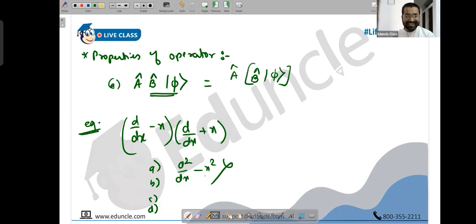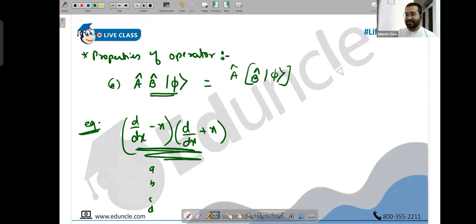Most of them are going to mark this side, and that is going to be wrong. Hang on, let me also think. It probably is wrong. I'm not sure myself. Okay. Or I will take another example. So then what is the correct answer? Like I said, you cannot multiply the operators. These two are operators. So what do you have to do? What is the answer of this?